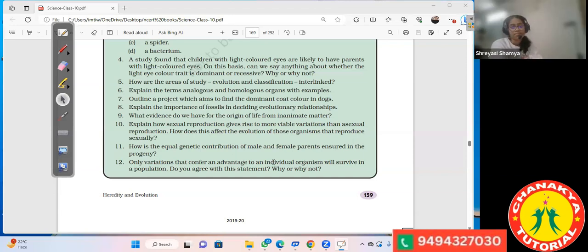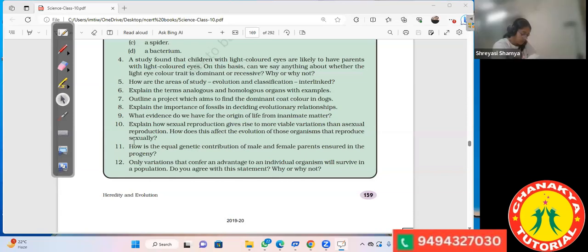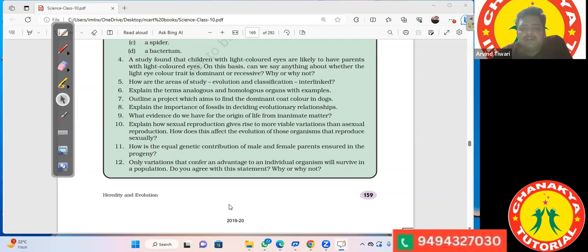Then the 11th one, sir. Yes, sir, that's what's given, sir. Okay. How is the equal genetic contribution of male and female parents ensured in the progeny? Hasnita, how is equal genetic contribution of male and female parents ensured in the progeny?